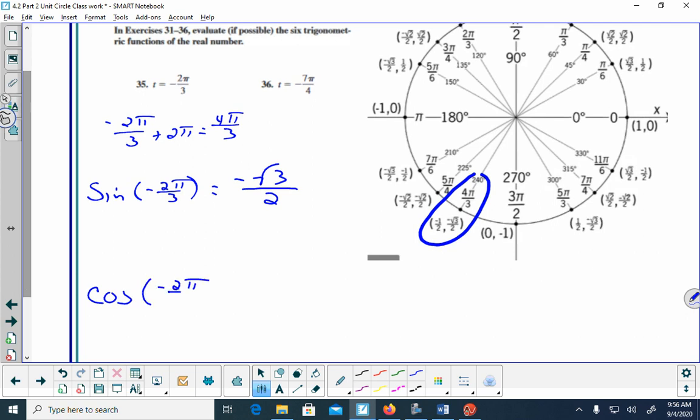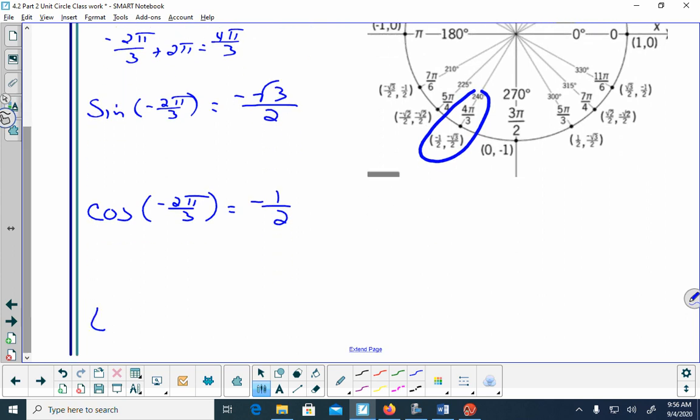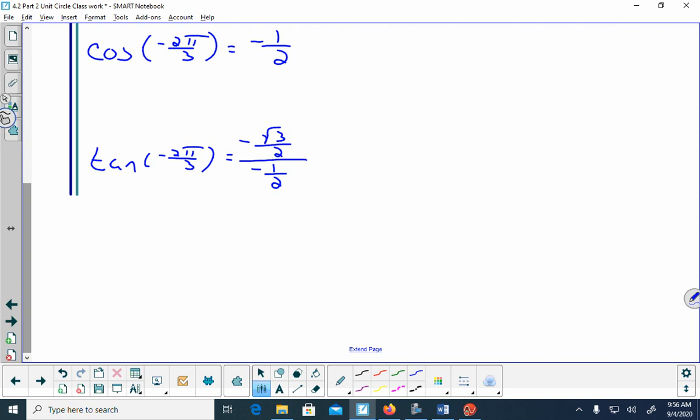So negative 2 pi over 3, which is going to be a negative 1/2. And my tangent of negative 2 pi over 3 is going to be my y, which is negative square root of 3 over 2, over my x, which is negative 1/2. I have a negative divided by a negative, which will make it positive. Negative square root of 3 over 2 times the reciprocal, and I end up with a positive square root of 3.